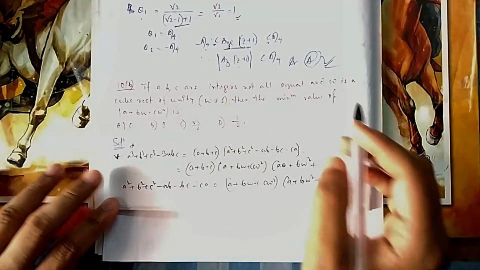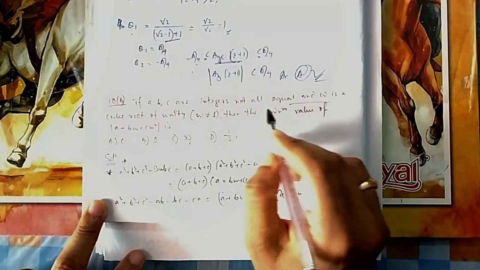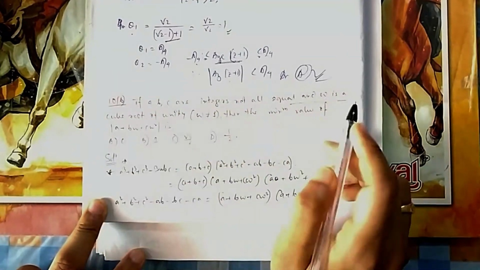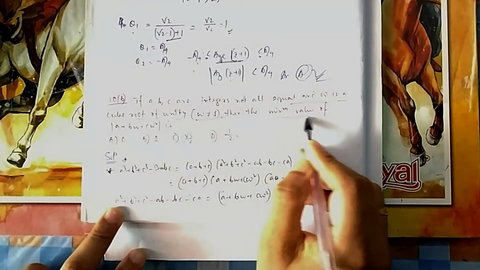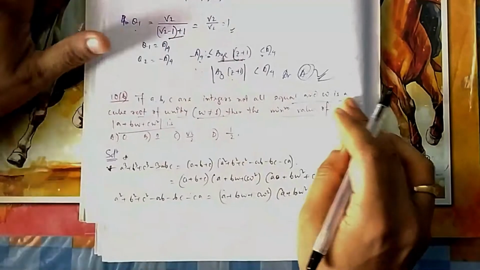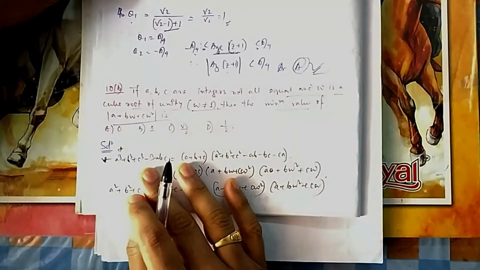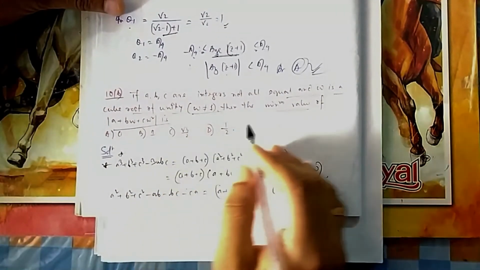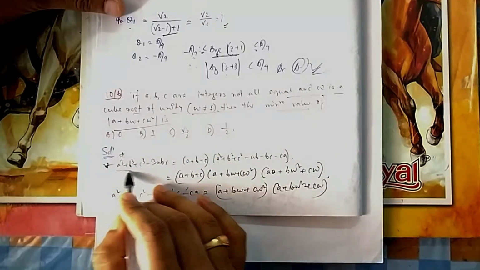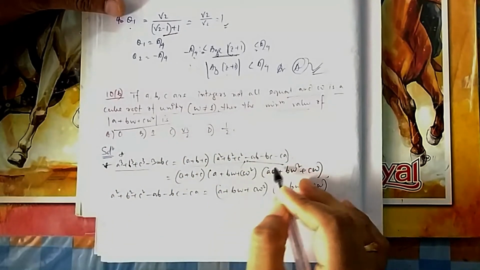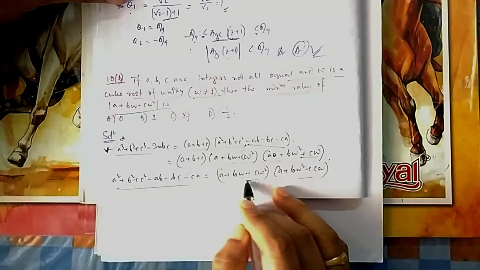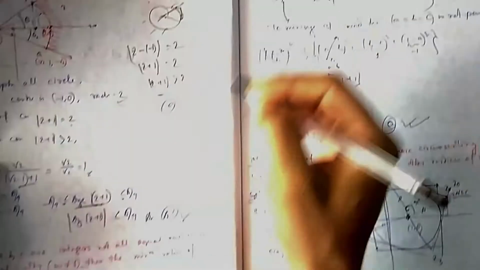Now if you come to 10b, a, b, c are integers, not all equal, so all cannot be equal, and omega is the cube root of unity. Then the minimum value of this. To find the minimum value, I have already shown you this formula. This can be written like this in the factorization method, which is given already here in the theory.